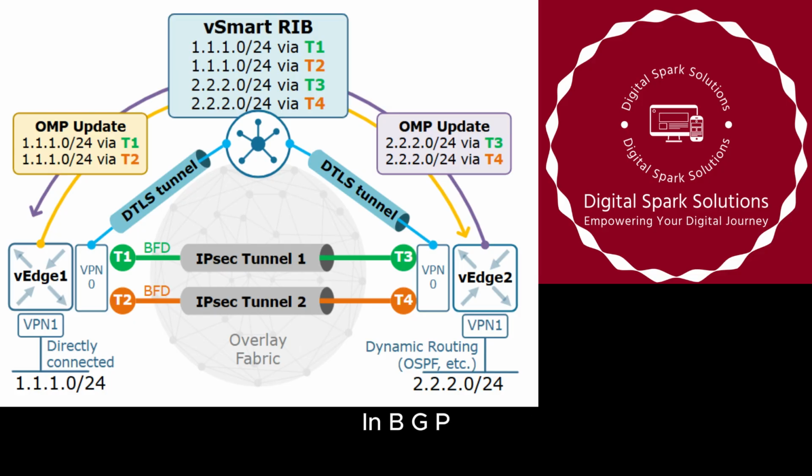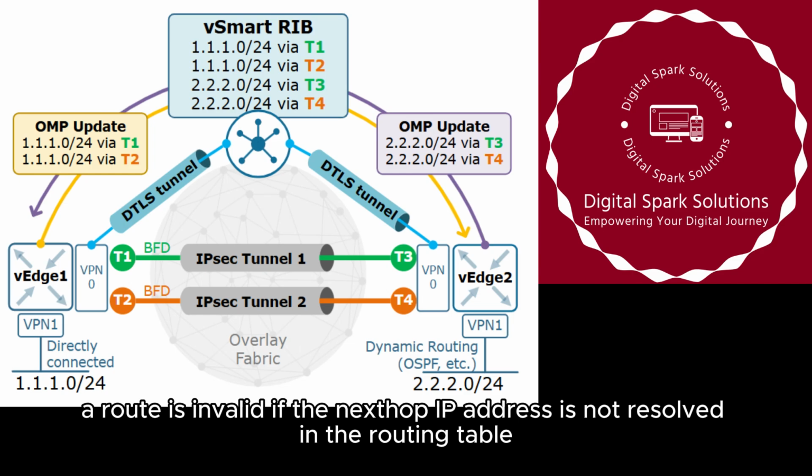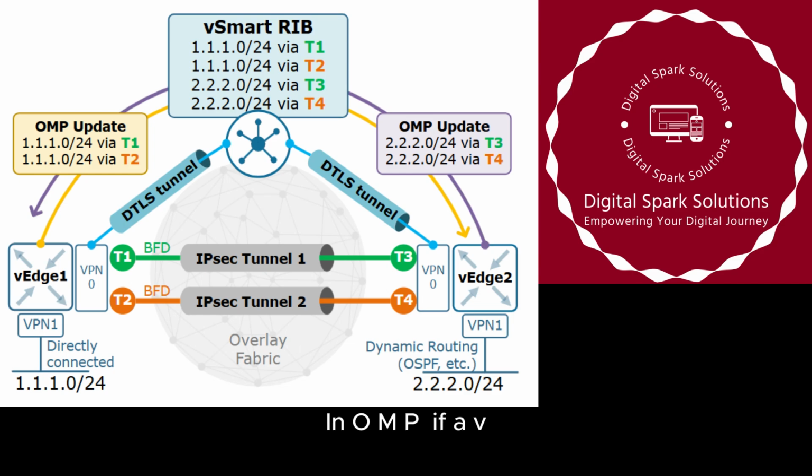However, the main difference is that the next hop of a vRoute points to a TLOC route. In BGP, a route is invalid if the next hop IP address is not resolved in the routing table. In OMP, if a vRoute has a next hop TLOC that cannot be resolved in the TLOC route table, it is marked as invalid, similarly to BGP.